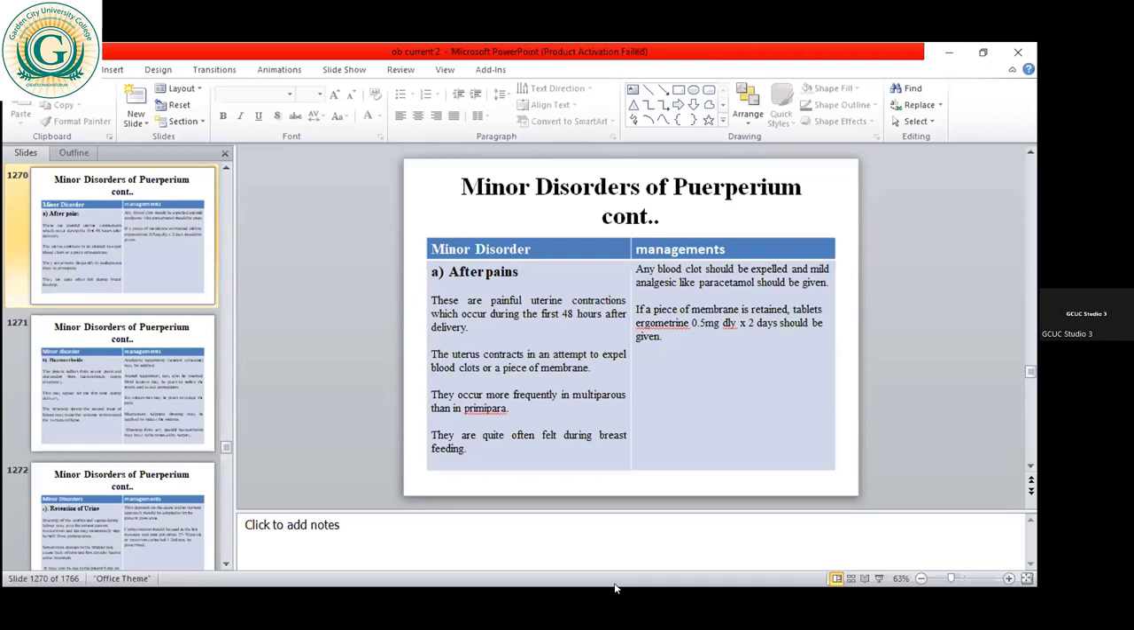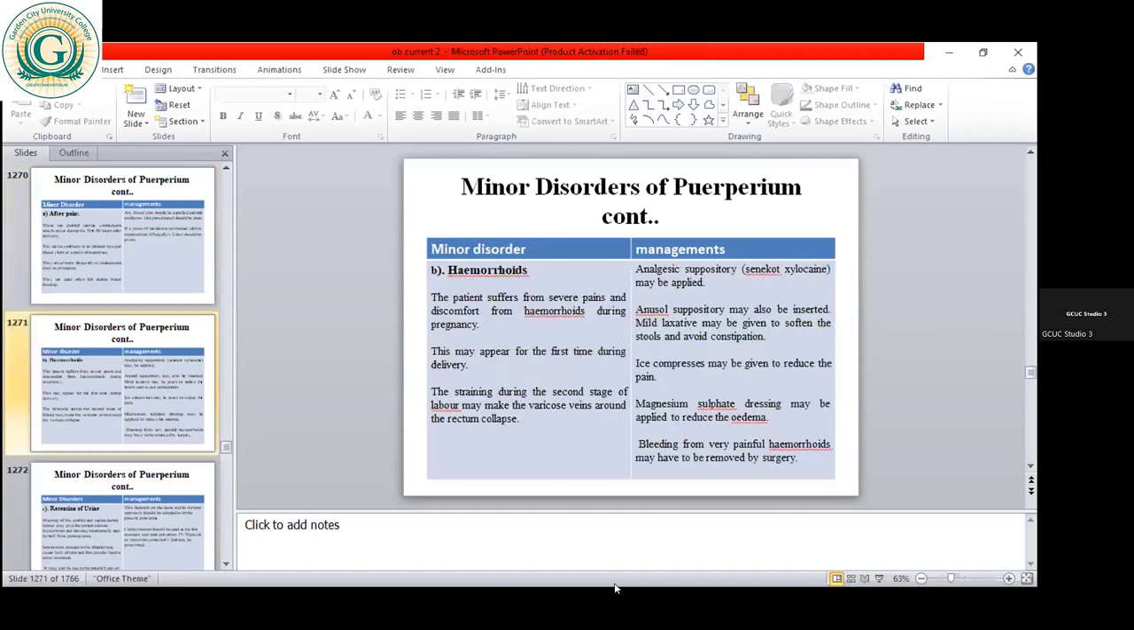But if the contractions are very severe, then it means the uterus has to be explored. Then we see whether there's something there. Or we give what we call ergometrine or syntocinon to contract the uterus so that the extra blood will be removed. Another minor disorder that can occur to a woman after delivery is hemorrhoids.